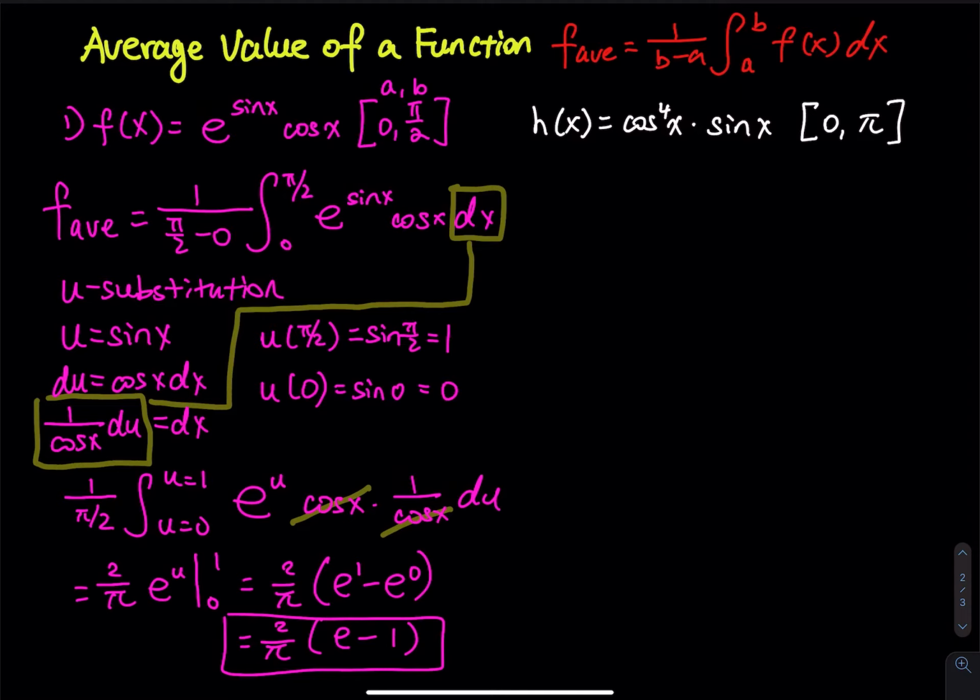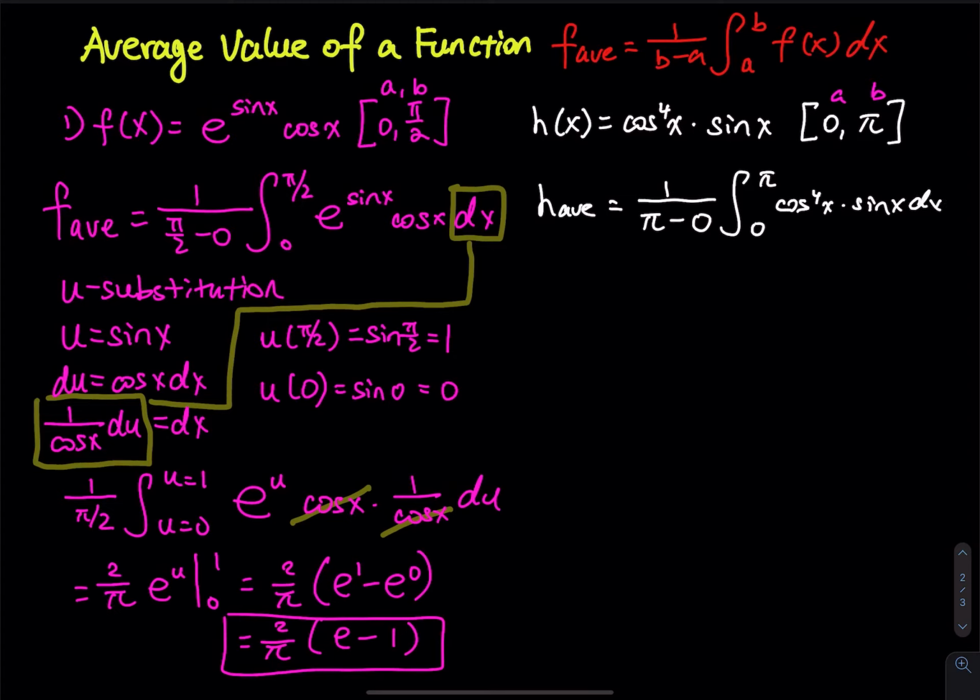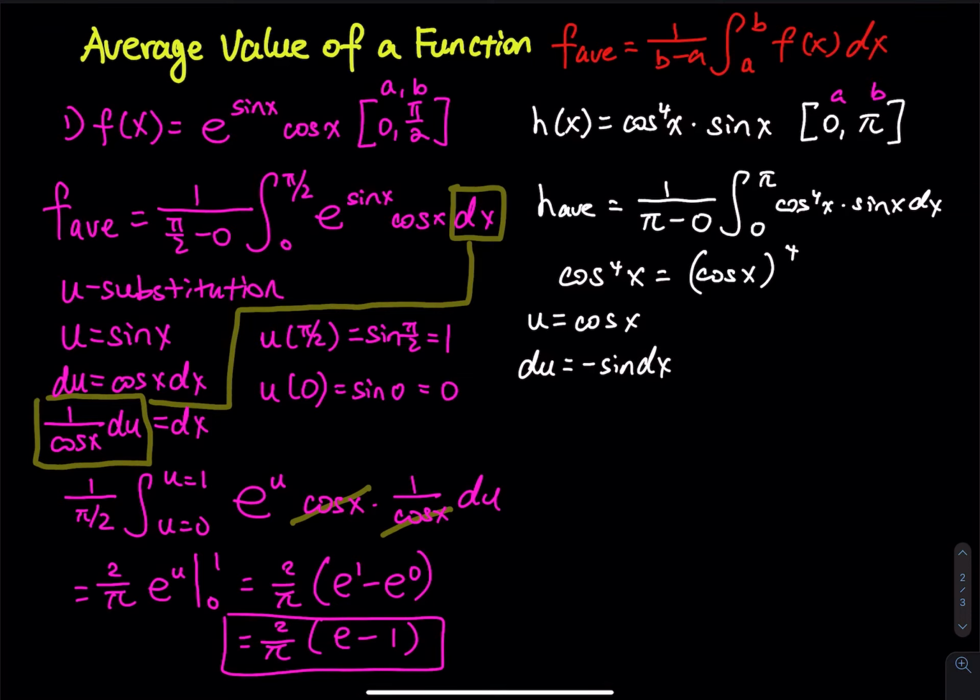The next one we have cosine to the 4th times sine of x. So this is a, and then this is b. Let's do that. So we have the average value of function h, 1 divided by b minus a, integral from a to b of cosine to the 4th x times sine x dx. So we remember cosine to the 4th x equals cosine x raised to the 4th power. So we have a cosine inside a 4th power function. Therefore, I'm going to let u equal cosine x. So du equals negative sine x dx, and 1 divided by negative sine x du equals dx.